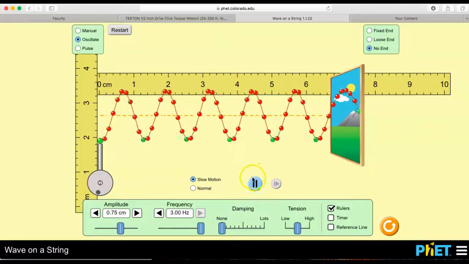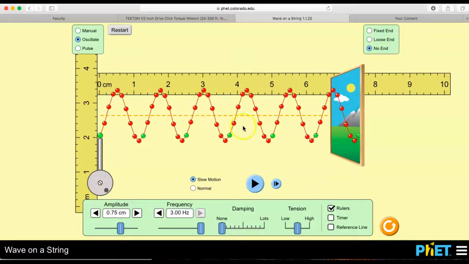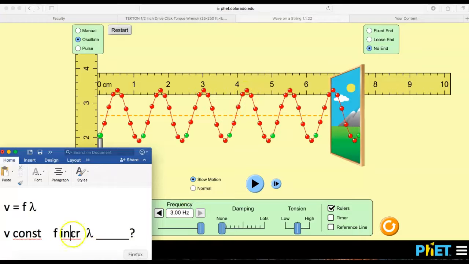And the wavelength has changed. It's gone from about 2 centimeters to a little more than 1. So the wavelength has gotten smaller. So what we saw there, if we held the speed constant, if you make f bigger, to keep things in balance, lambda, the wavelength, has to get smaller. So your answer here would be decrease.